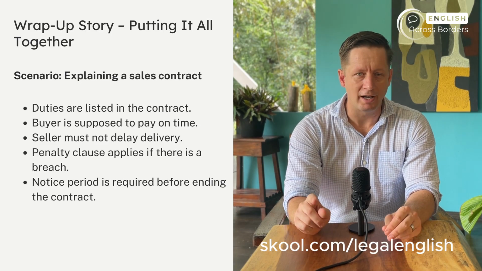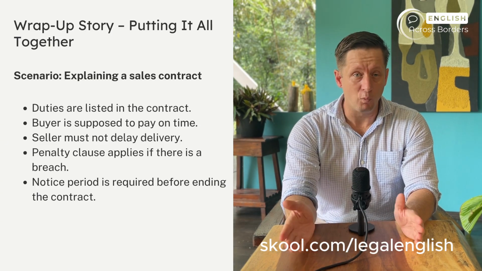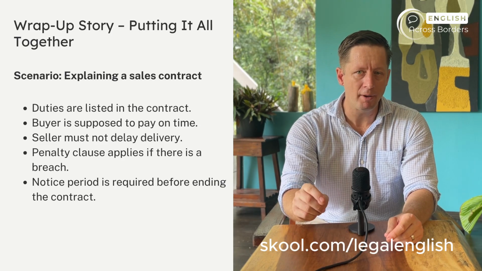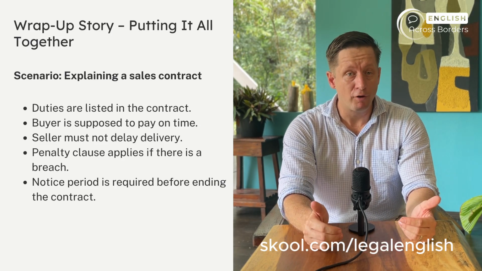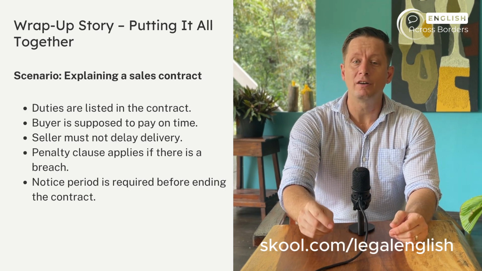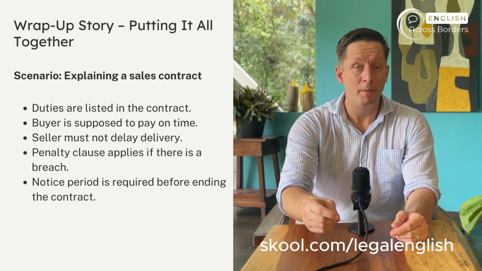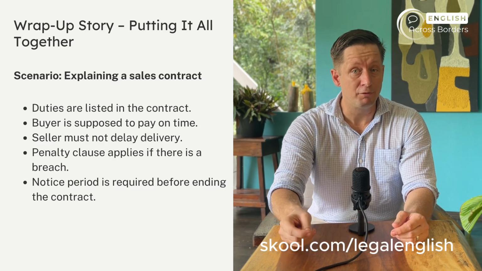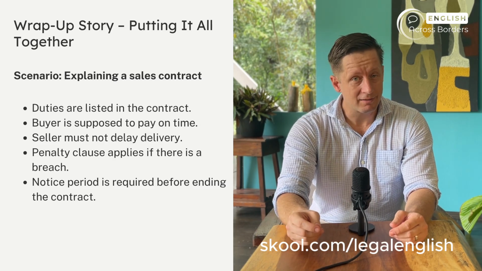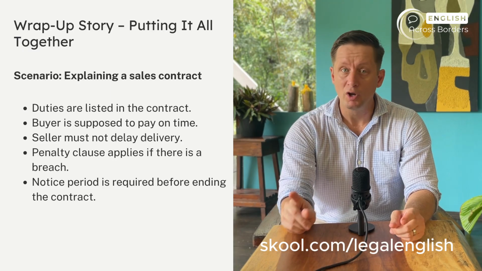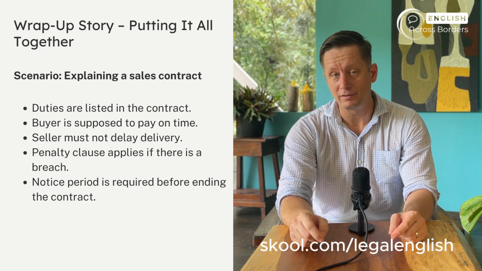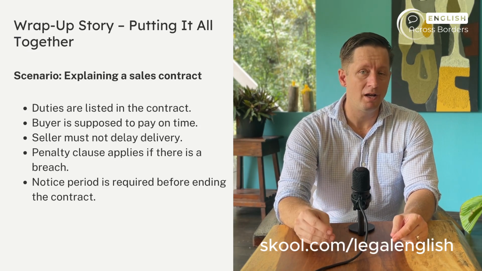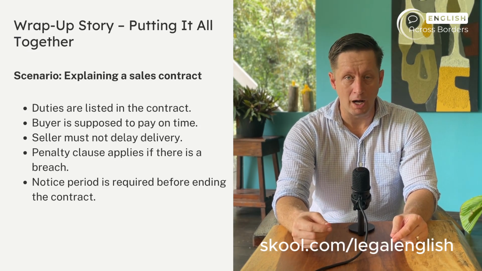Two companies sign a contract for the delivery of 1,000 chairs. The lawyer explains the obligation step by step in simple English. First, the lawyer says, the duties are listed in the contract. The buyer has a payment obligation, and the seller has a delivery obligation. Next, the lawyer turns to the buyer. You are supposed to pay the price on the first of the month. That is your duty. If you pay on the date, you fulfill your obligation.